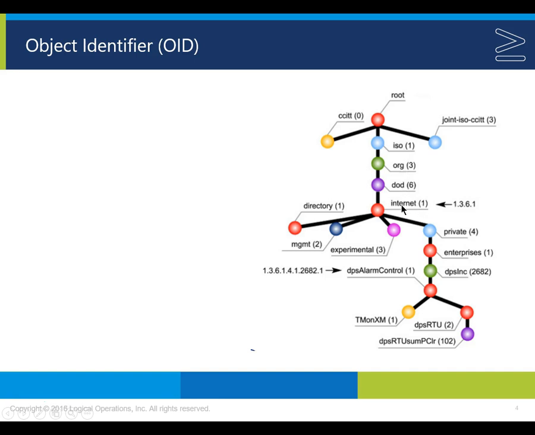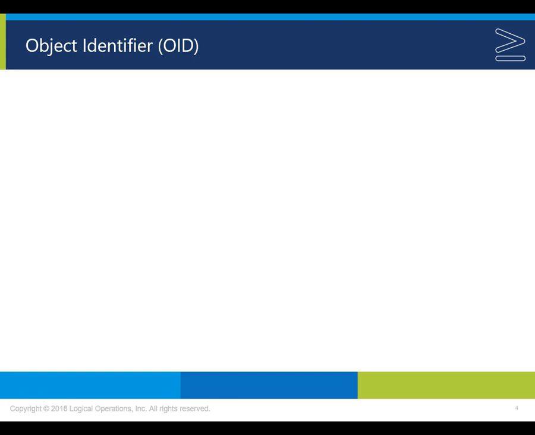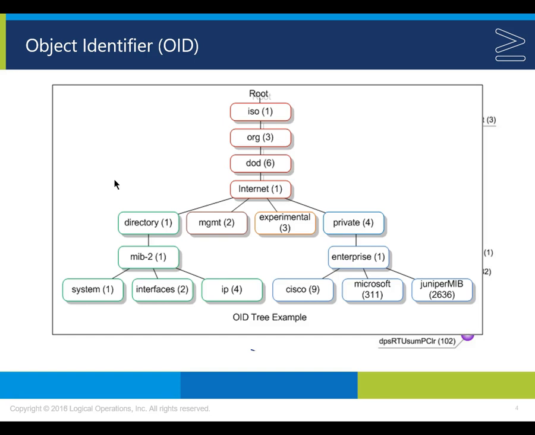1.3.6.1 is an internet type of device. And then 0.1, and then 0.4 is private enterprise, and then the 26282, we get down to that it is an alarm code. So each of these numbers represents some sort of a device. No, I messed that up.